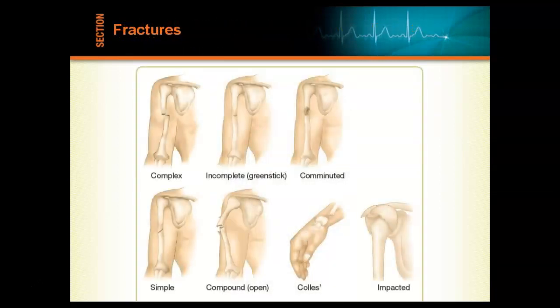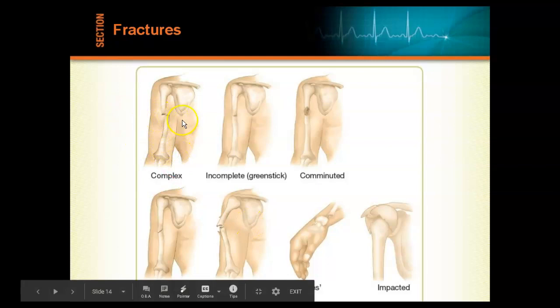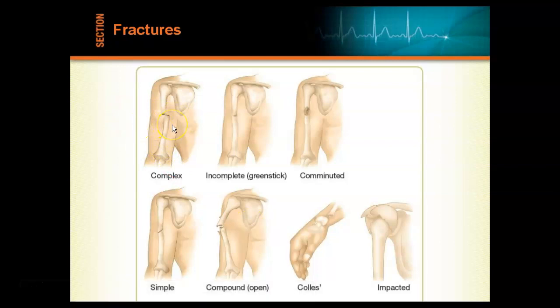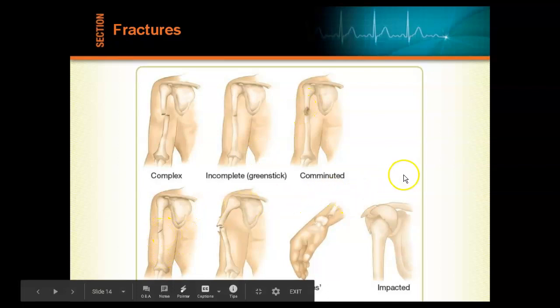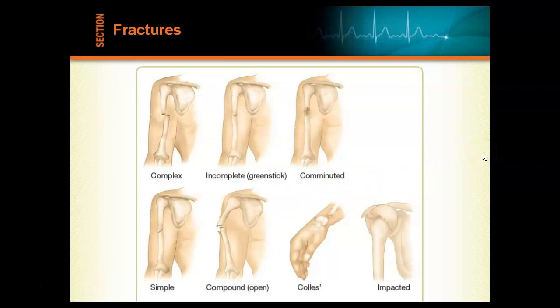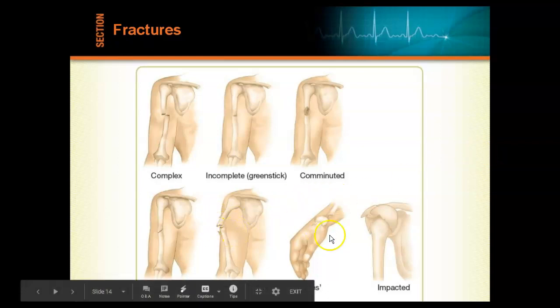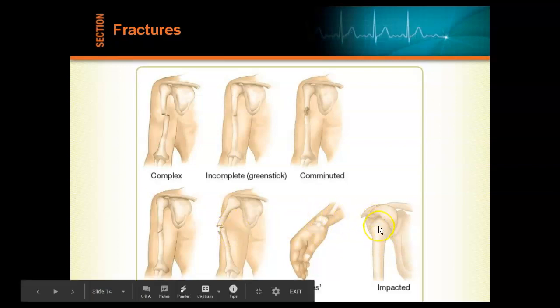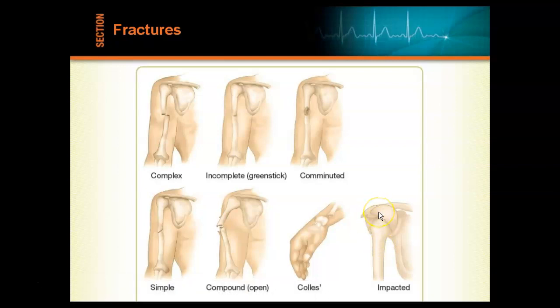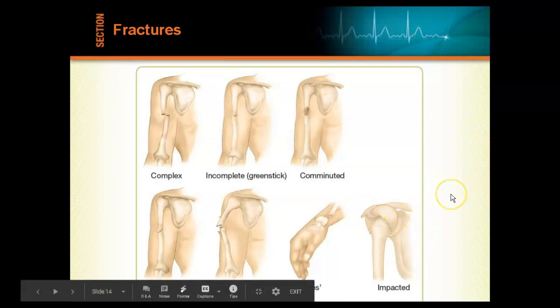All right, so here's just another little animated picture again of the different types of fractures. The complex, this is where it's out of alignment, usually has torn ligaments or something like that. Incomplete is also called greenstick, partially bent, partially broken. Comminuted is where the bone has been shattered. Simple is also called a hairline fracture. Compound or open is where the bone has come through the skin. Colles is at the lower end of the radius. And impacted: the top of the humerus has driven into the bones around that socket, around the shoulder blade socket, and caused a fracture into those bones.